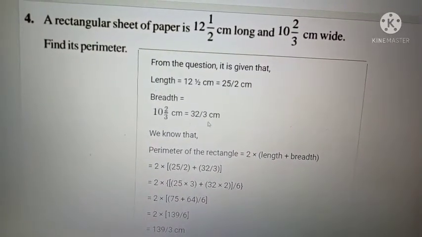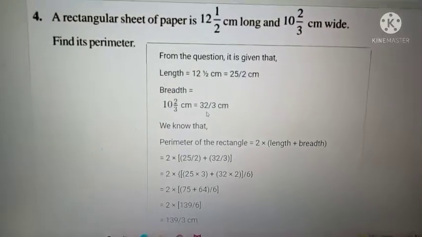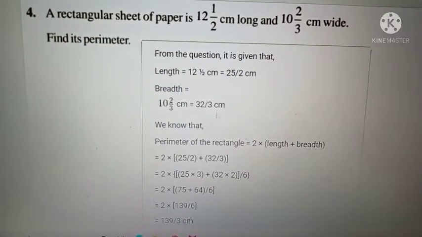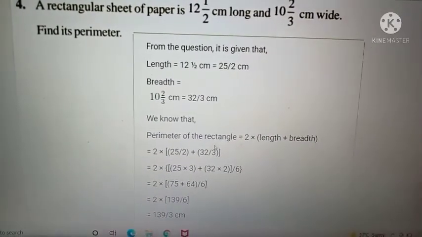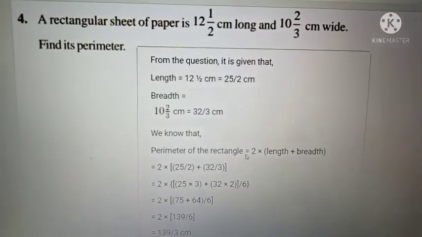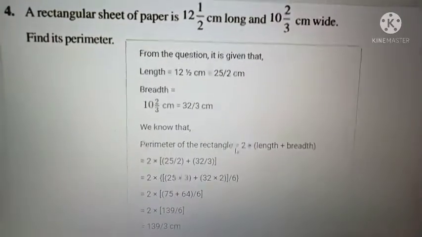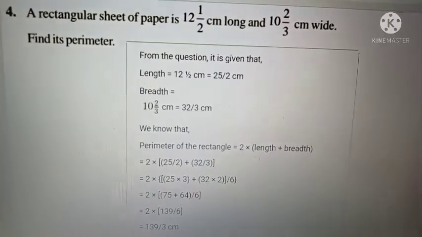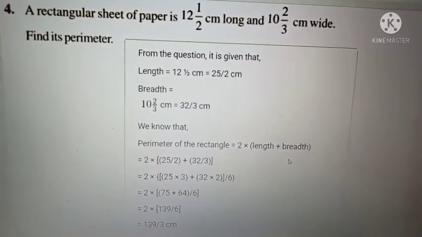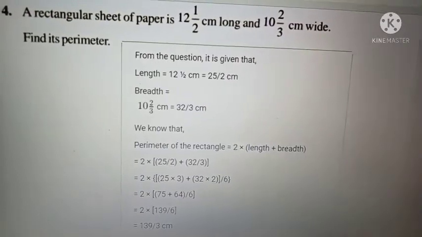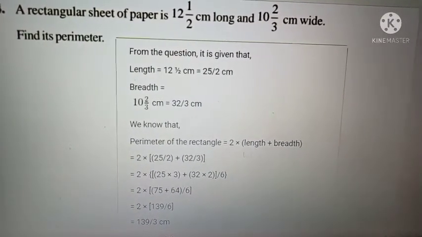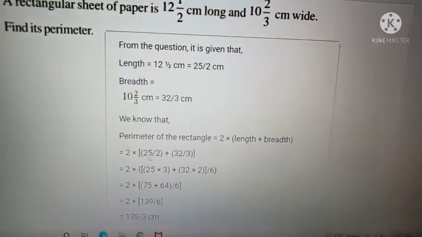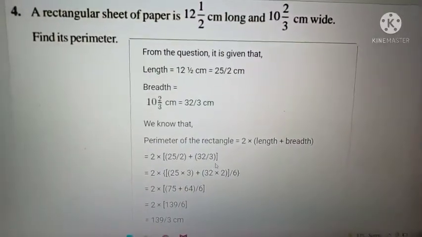That also we are going to change into an improper fraction. 10 into 3, 30. 30 plus 2, 32. 32 by 3 centimeter. We know the formula for finding the perimeter of the rectangle. We already studied it last year. Perimeter of the rectangle is equal to 2 into length plus breadth, 2 into L plus B. We put in the values of length and breadth here: 25 by 2 and 32 by 3. 2 into 25 by 2 plus 32 by 3.